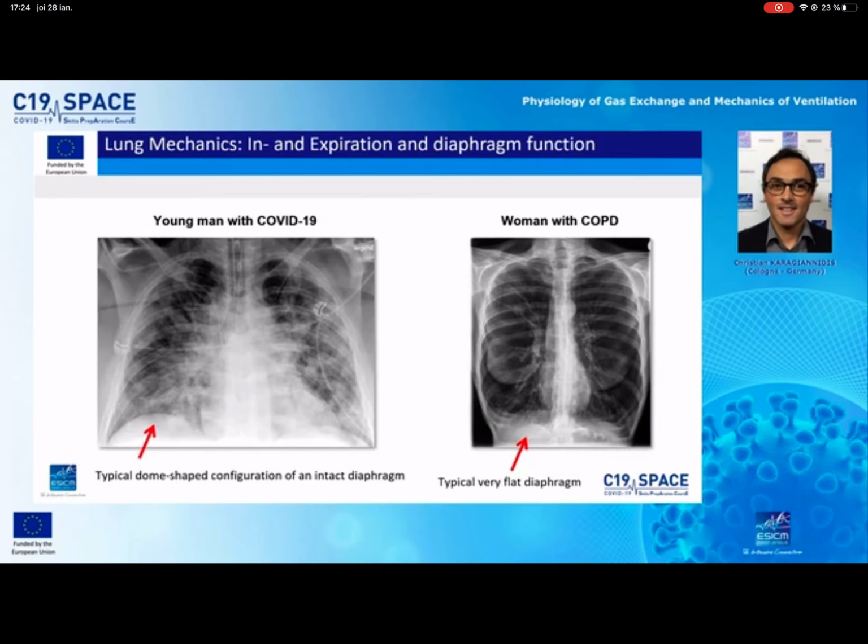Let me give 2 examples. On the left-hand side, you see a young man, very actual, with a COVID-19 infection. And if you look on the X-ray, you see this typical dome-shaped configuration of an intact diaphragm. In contrast to this COVID-19 patient, on the right-hand side, you see a woman with COPD. And please notice this very, very flat diaphragm, which is not able at all to move up and down. And this usually results in a steep increase in CO2 and severe dyspnea.